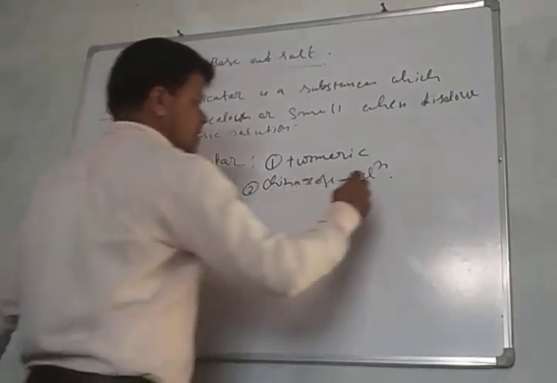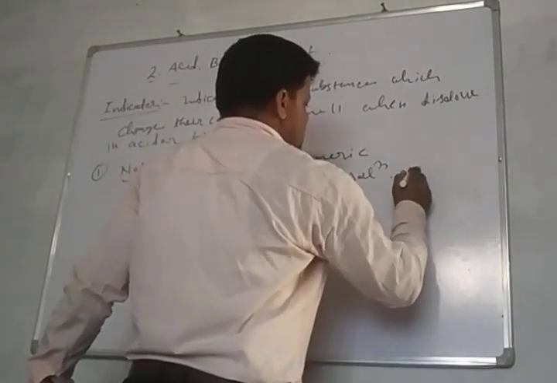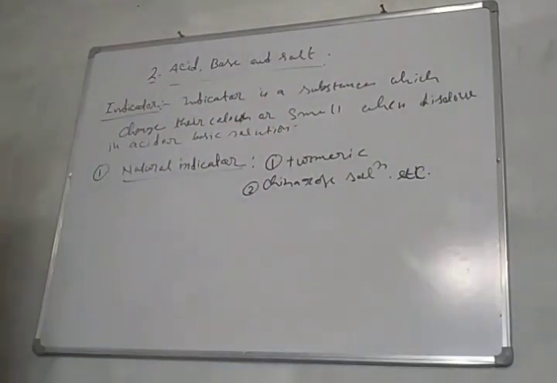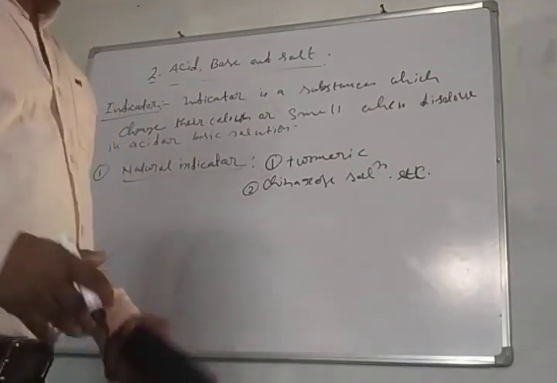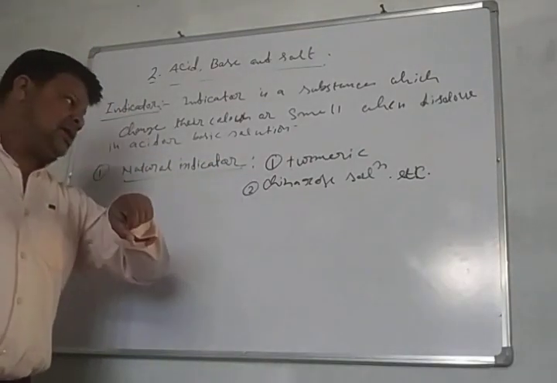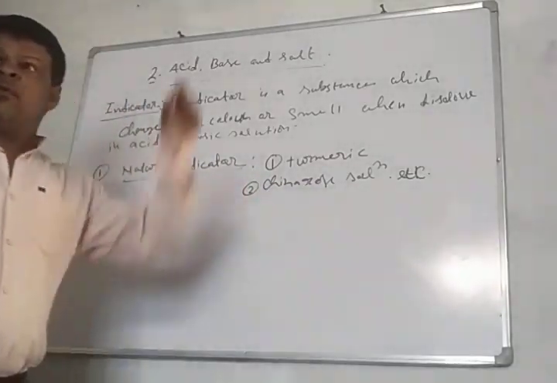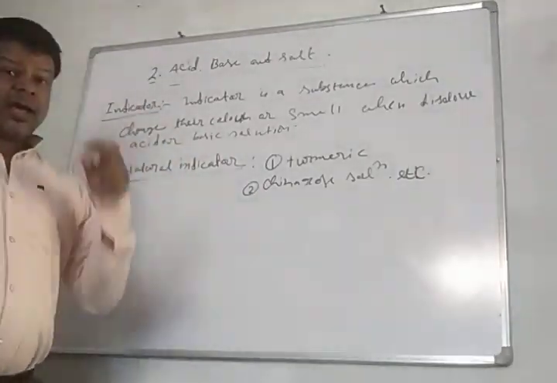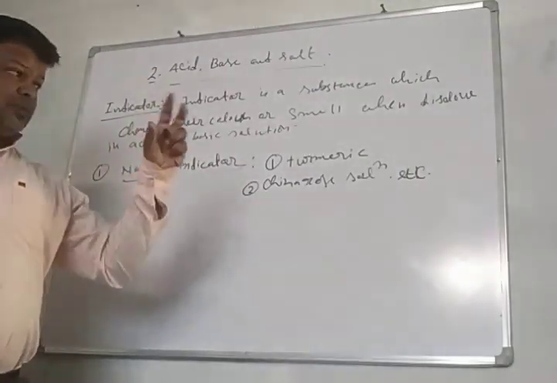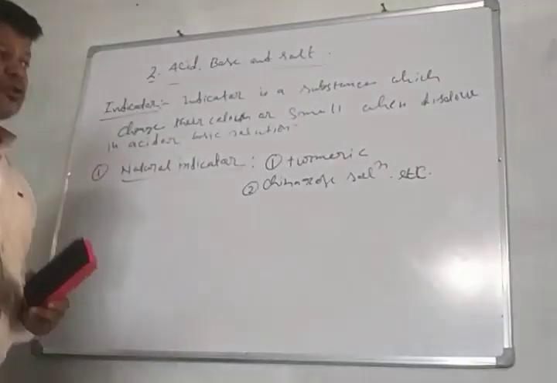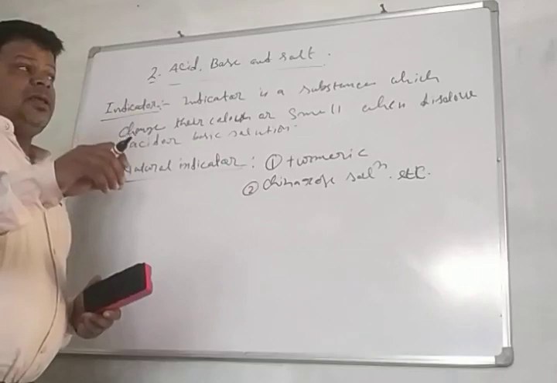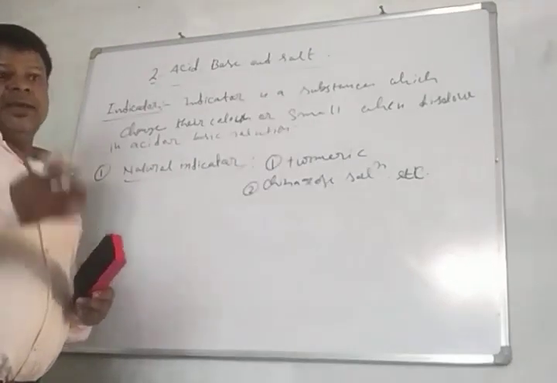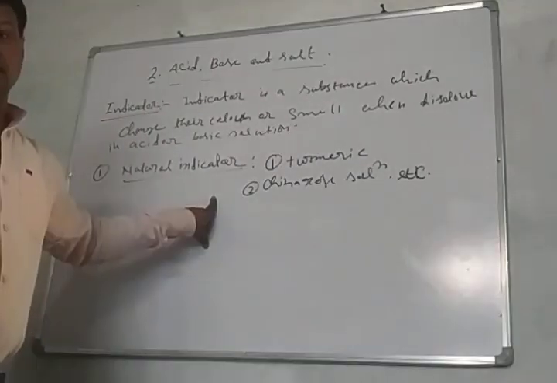These are natural indicators. Cyanide solution you can prepare yourself and check whether an unknown solution is acidic, basic or neutral. For that, you have to prepare the solution. You collect the petals, keep them in a container, half fill it with water and supply heat until it is boiled.